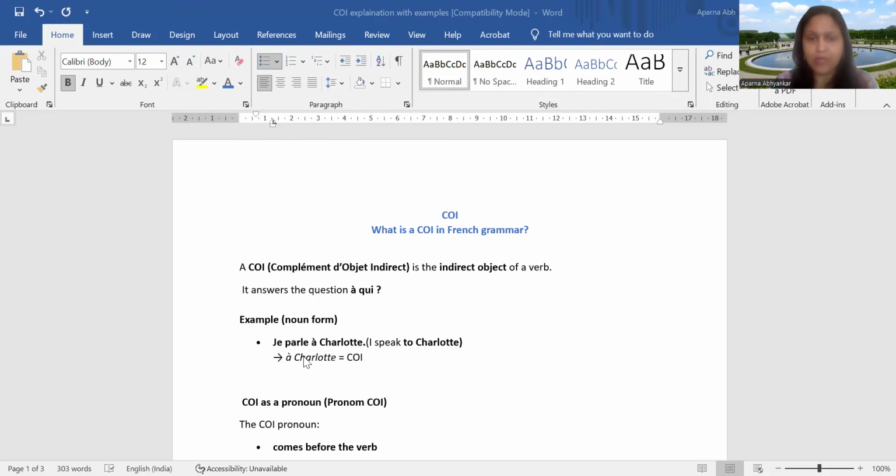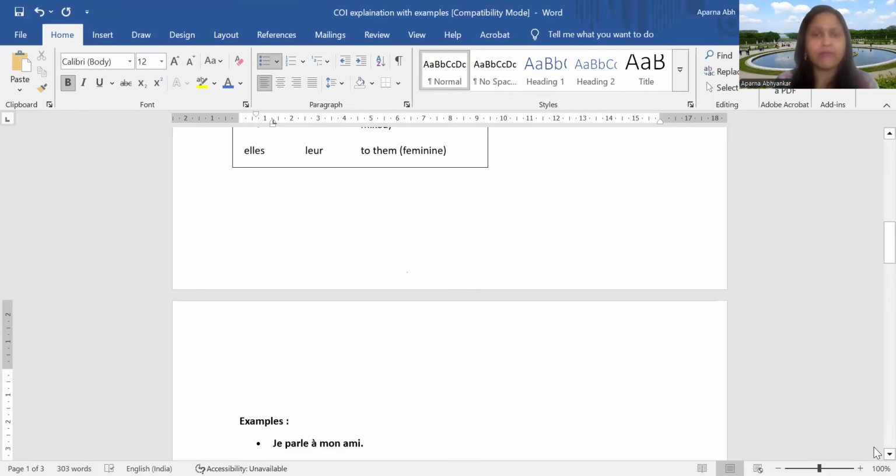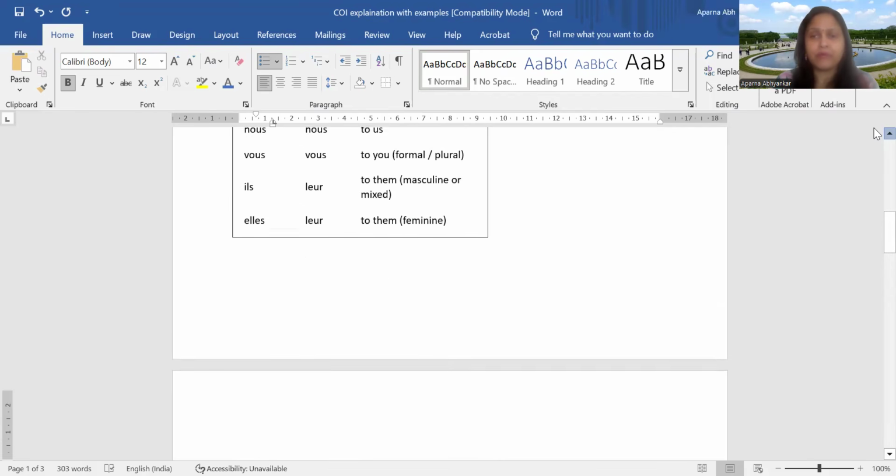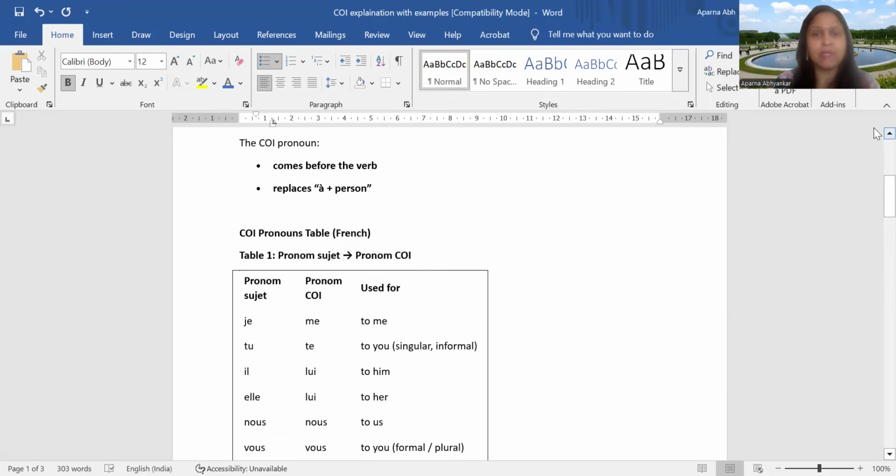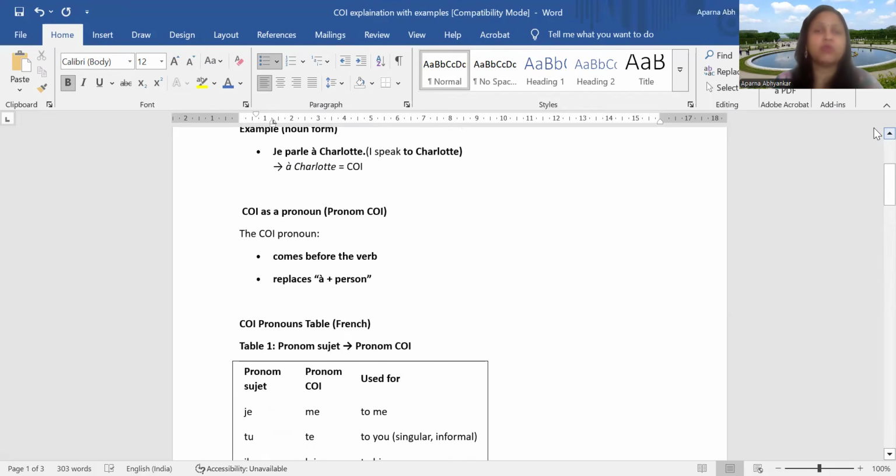Let's see it with the example. Je parle à Charlotte. Parler, the verb, is conjugated here. Je parle à qui? See the preposition here, à, and after that there is a person. So here à Charlotte is the COI, the complément d'objet indirect. Now this COI, when it is used as a pronoun, we always use it to replace à plus person. Do remember these two important things about COI: COI will always come before the verb and it replaces à plus person.